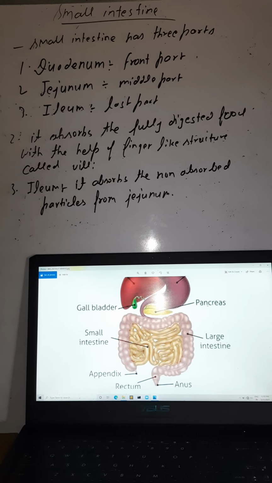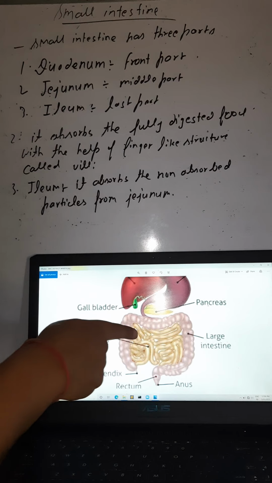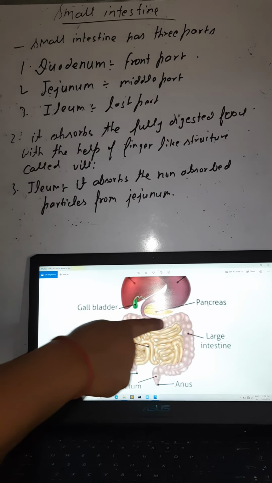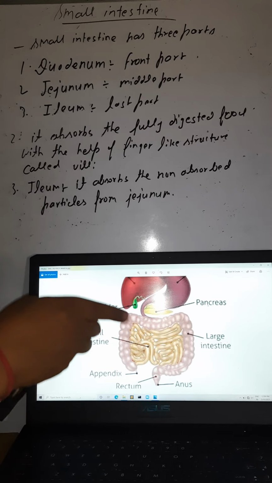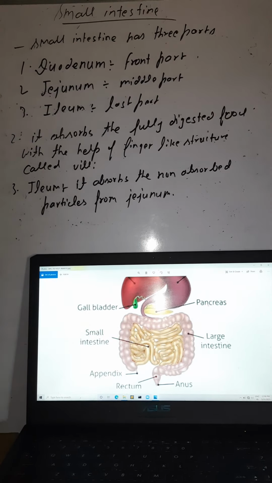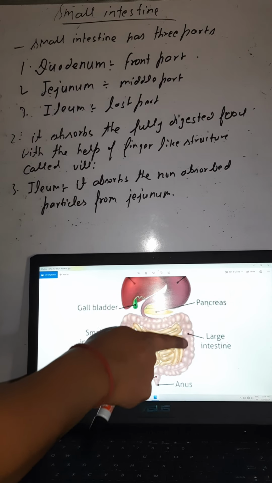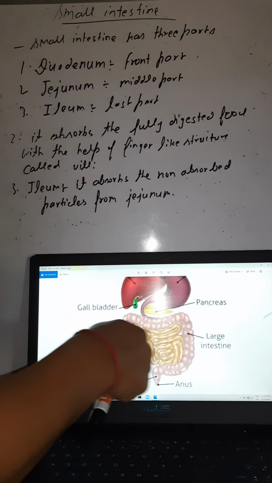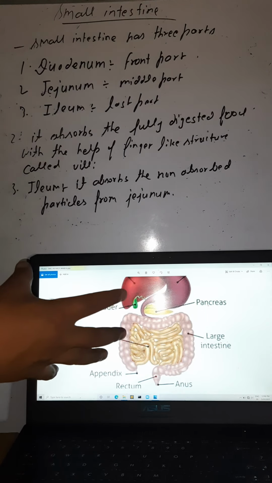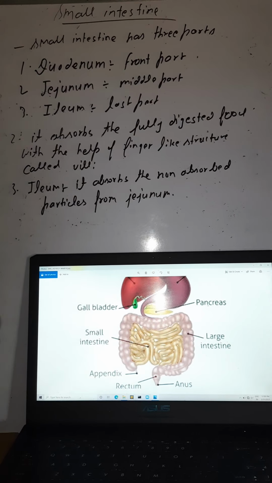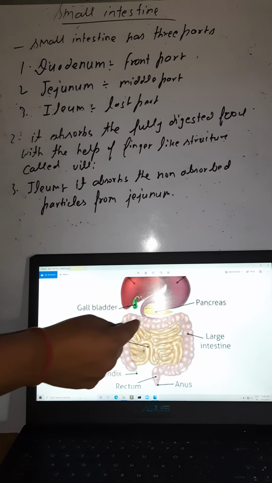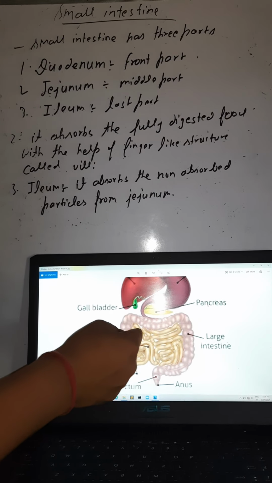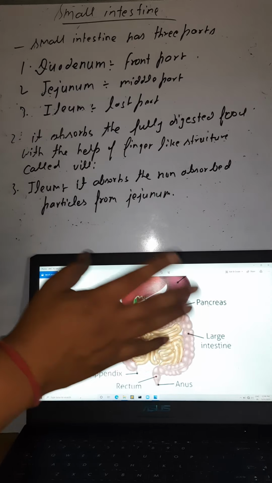Now one more interesting thing, let me tell you about the small intestine. The small intestine sits in a very small space here, but do you know the length of the small intestine? It is around 7.5 meters long, but it is highly coiled and occupies a very small space in your body, and it is very lengthy. You can just imagine, 7.5 meters long.